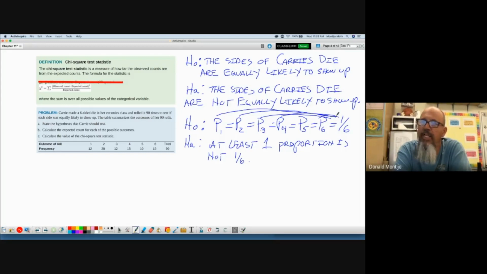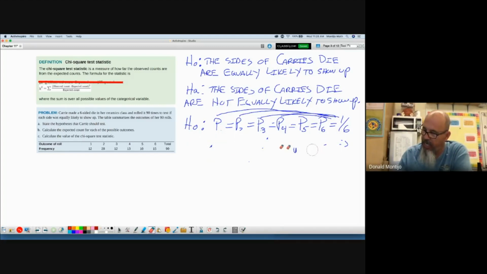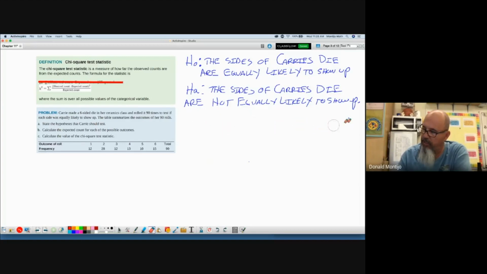So what chi-squared is going to allow us to do is to run this test for all of them at once. So we'll erase this and look at what we have here as the null and alternative. I just wanted to show you what we're really doing, but we don't have to necessarily write all of that out. The sides of Carrie's die are equally likely to show up. The sides of Carrie's die are not equally likely to show up. I guess I should make the English teachers happy and put an apostrophe in there. So part A would like us to state the null and alternative. So we've done that.